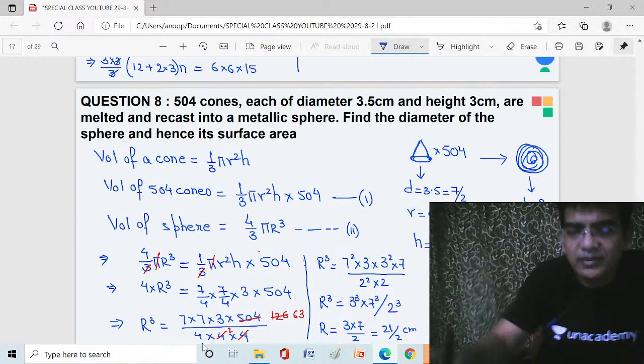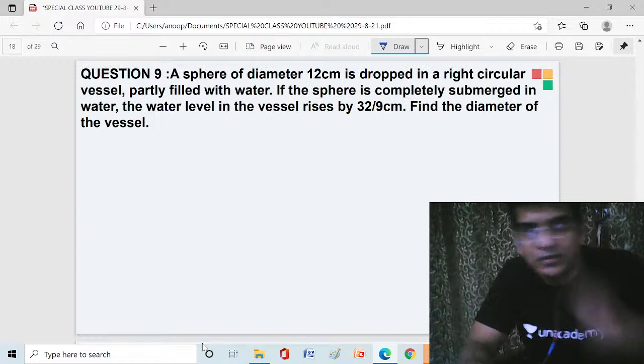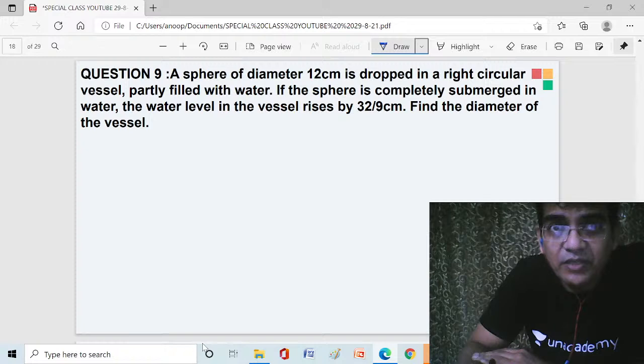Now let's see question number 9. What's given in question number 9? Let's see what question number 9 has to say. The question number 9 says a sphere of diameter 12 is dropped into a right circular vessel. Now, right circular vessel means a cylindrical vessel filled with water, partly filled with water.